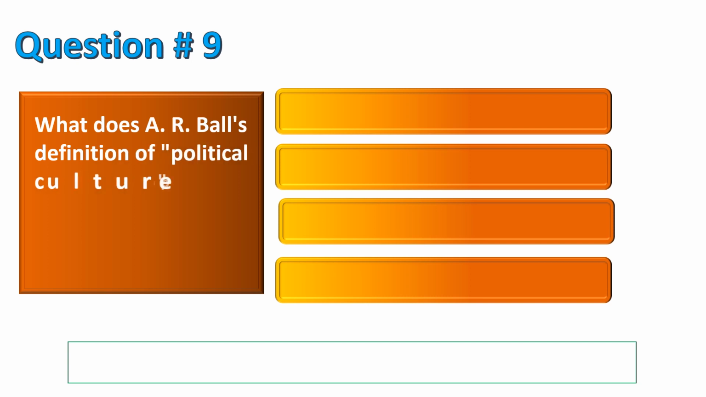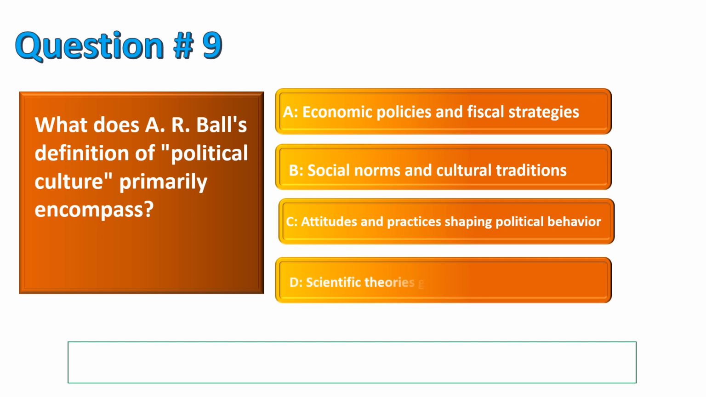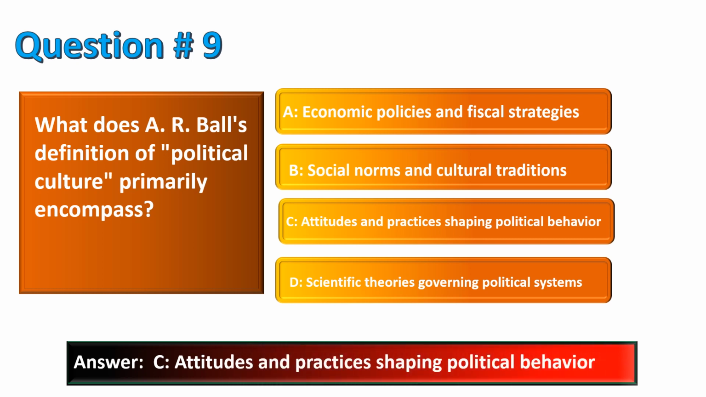What does Almond and Verba's definition of political culture primarily encompass? Economic policies and fiscal strategies, social norms and cultural traditions, attitudes and practices shaping political behavior, scientific theories governing political system. The correct option is option C, attitudes and practices shaping political behavior.